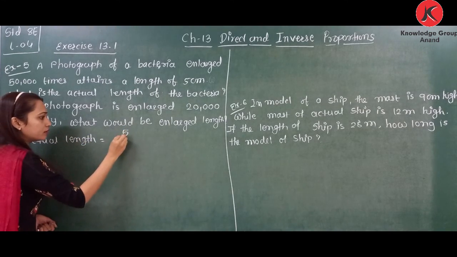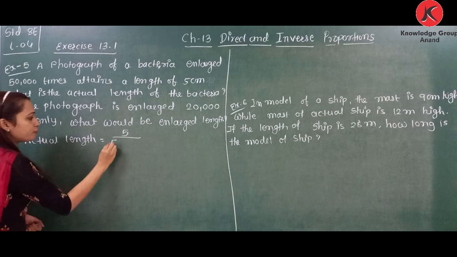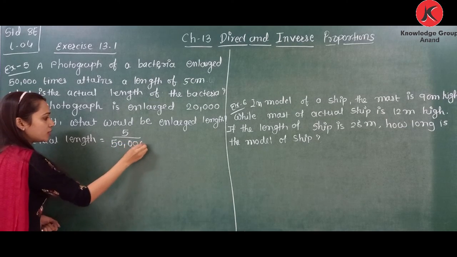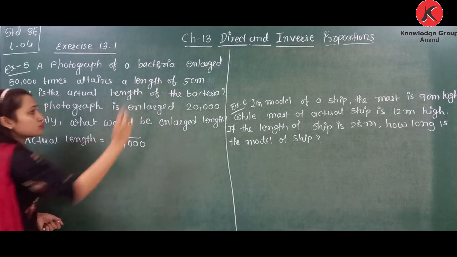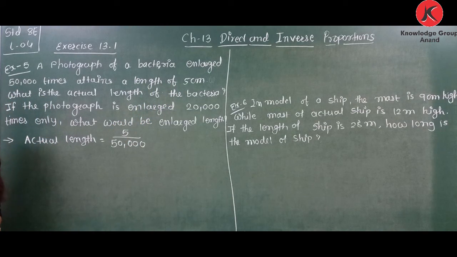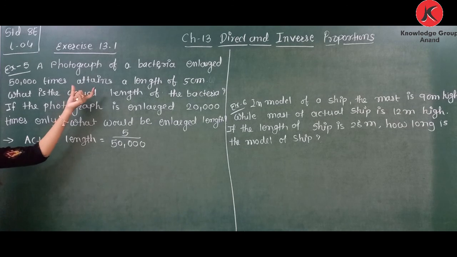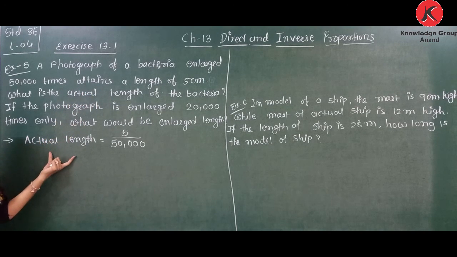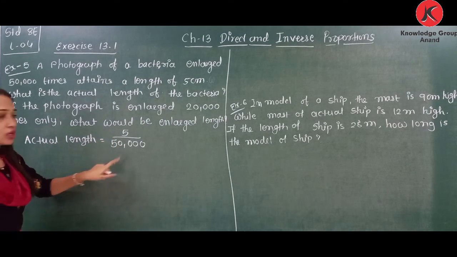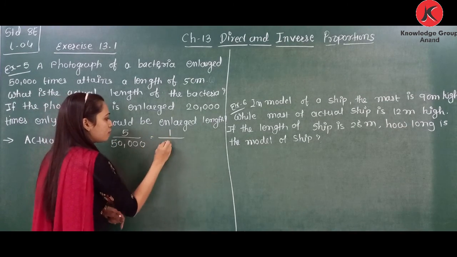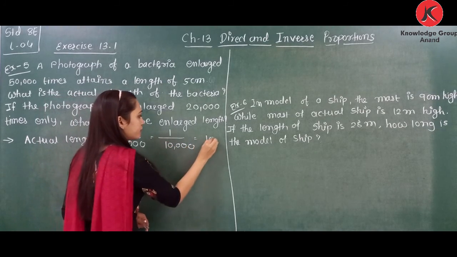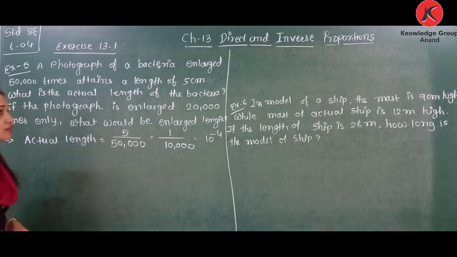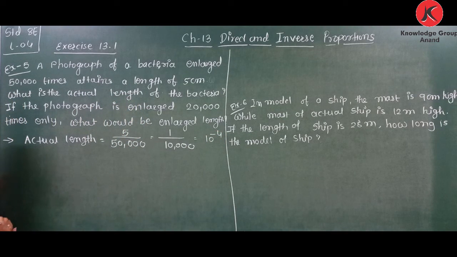it will be 5 divided by 50,000. This is the enlarged length. After enlarging 50,000 times, it becomes 5 cm. That is the length of the bacteria after enlarging. So without enlarging, the actual length is 5 divided by 50,000. So we get 1 by 10,000, that is 10 raised to minus 4 cm. So that will be the length of the bacteria.